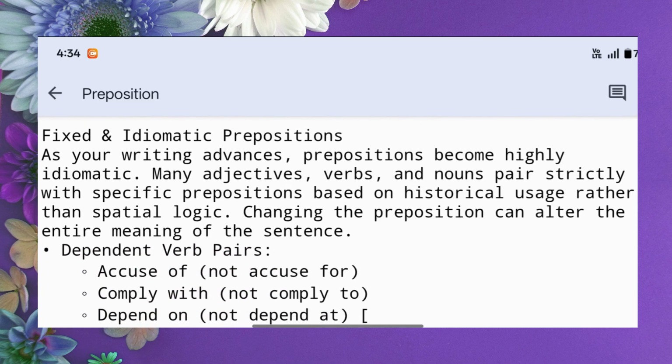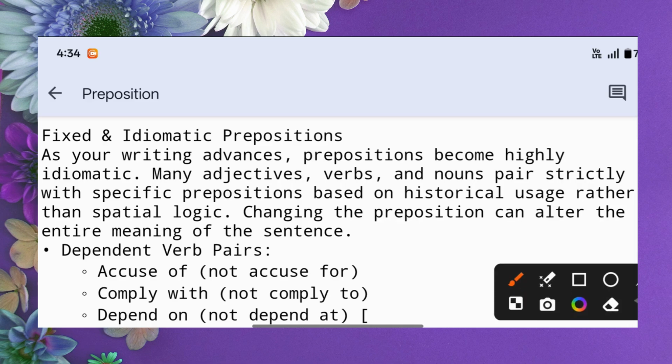Next, fixed and idiomatic prepositions. As your writing advances, prepositions become highly idiomatic. Many adjectives, verbs, and nouns pair strictly with specific prepositions based on historical usage rather than spatial logic. Changing the preposition can alter the entire meaning of the sentence.